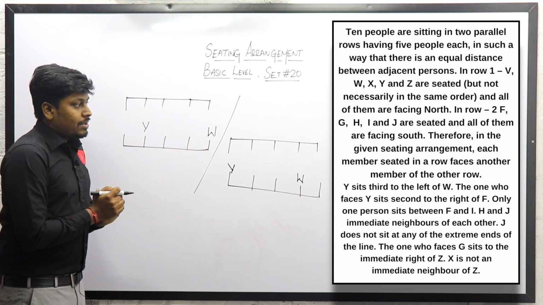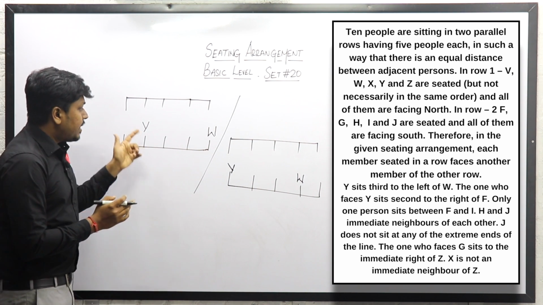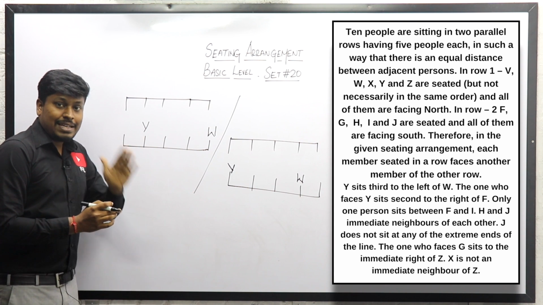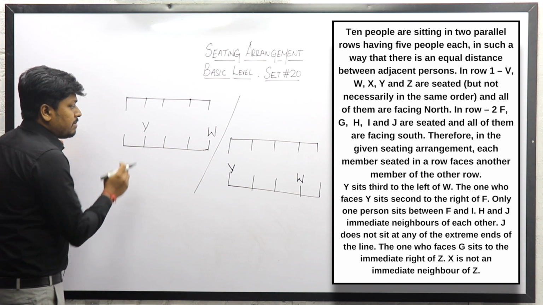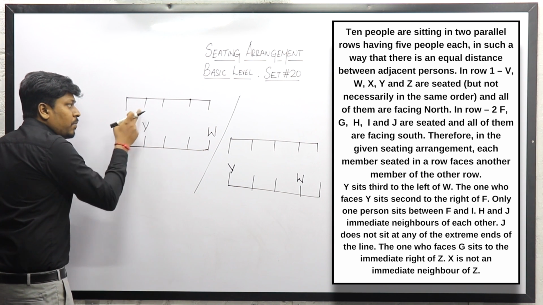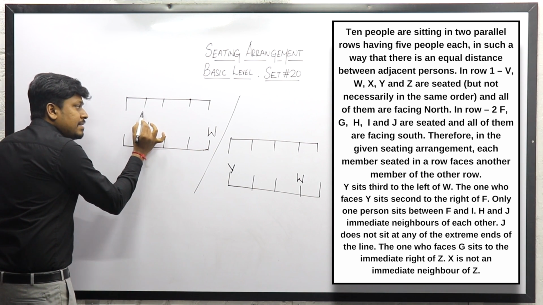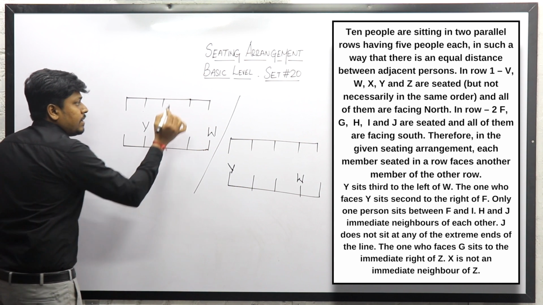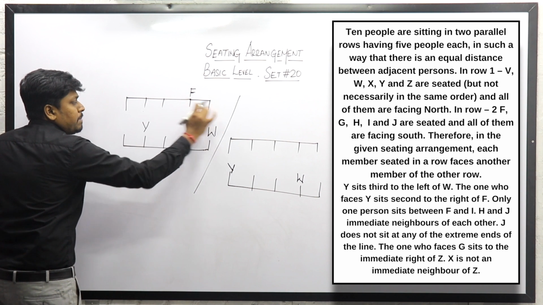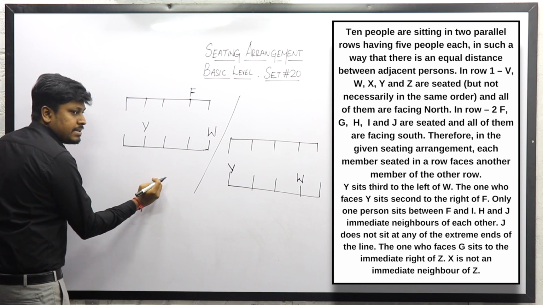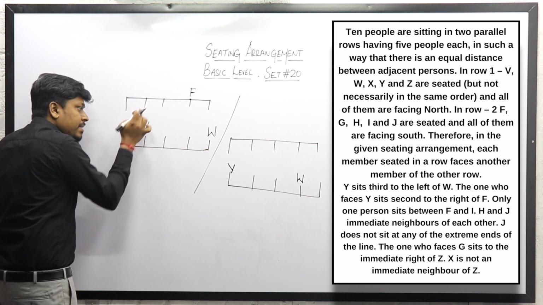So second point: the one who faces Y sits second to right of F. The person who is facing Y is sitting at F's right hand side, second place. When we move to the first possible diagram, the person who is facing Y will be this person. So this person will face Y. What they are saying is this person is sitting at F's right hand side at a second place, so we can fix F here. Understood, friends? Because the people sitting in row number 2 are facing south, F right hand side at a second place is this person, and this person will be facing Y.